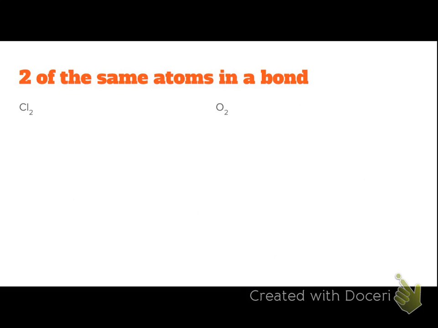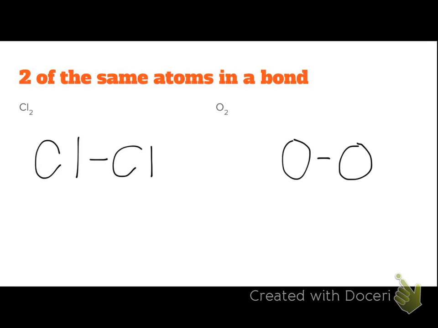If you have two of the same atoms in a bond, so we have chlorine with chlorine, or we have oxygen with oxygen. So this is actually going to be a double bond on these O's, single bond on these chlorines.